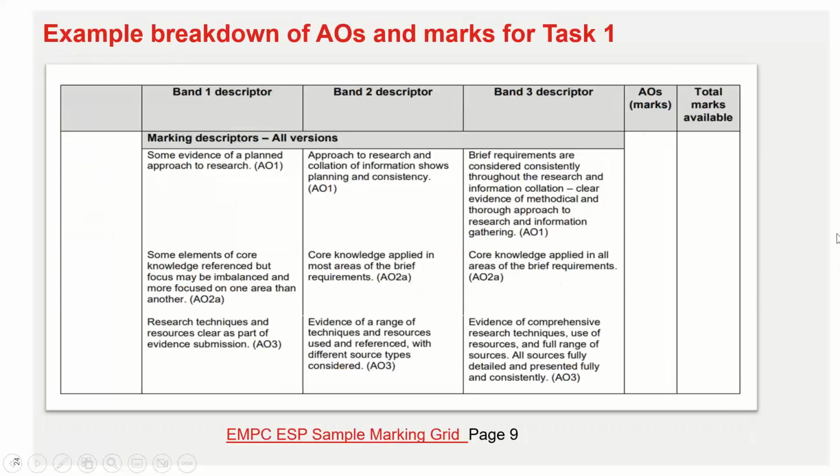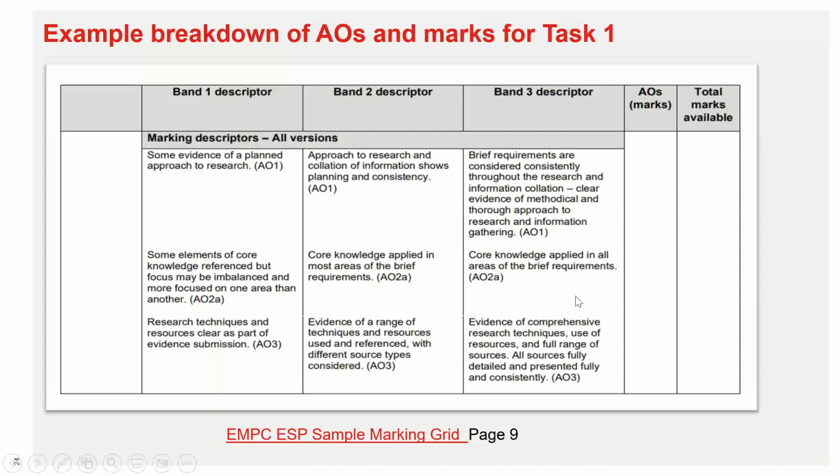Carrying on to the same sort of slide, you can see here what the marking descriptors are within this. So you can see straight away, they're looking for band 1. You can look at how the wording is, some elements of core knowledge. And if you look onto band 2, it shows planning and consistency, and it's got the wording here, most areas of the brief, and a range of techniques and resources. And then in band 3, you can see that they're looking for clear evidence and a methodical approach to research.